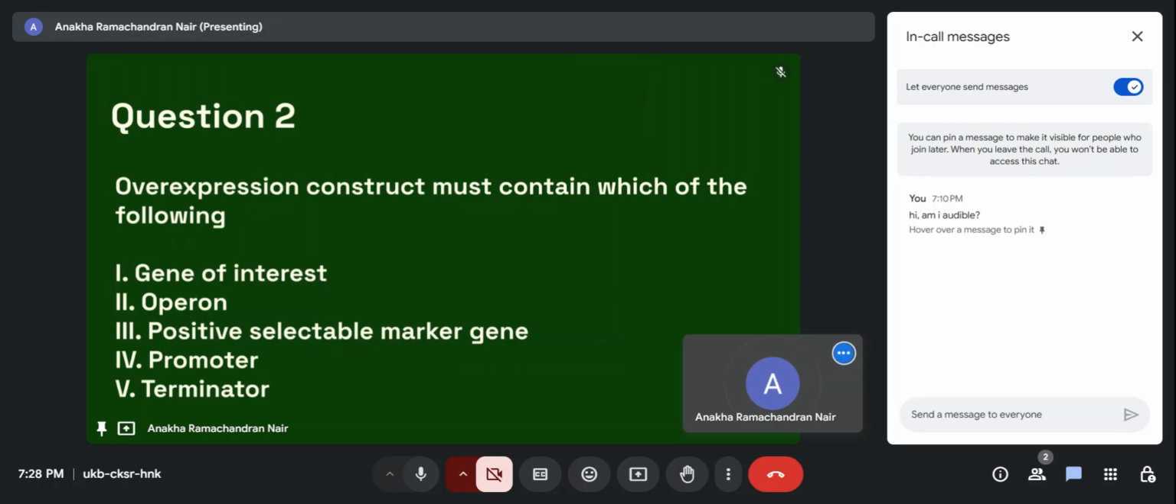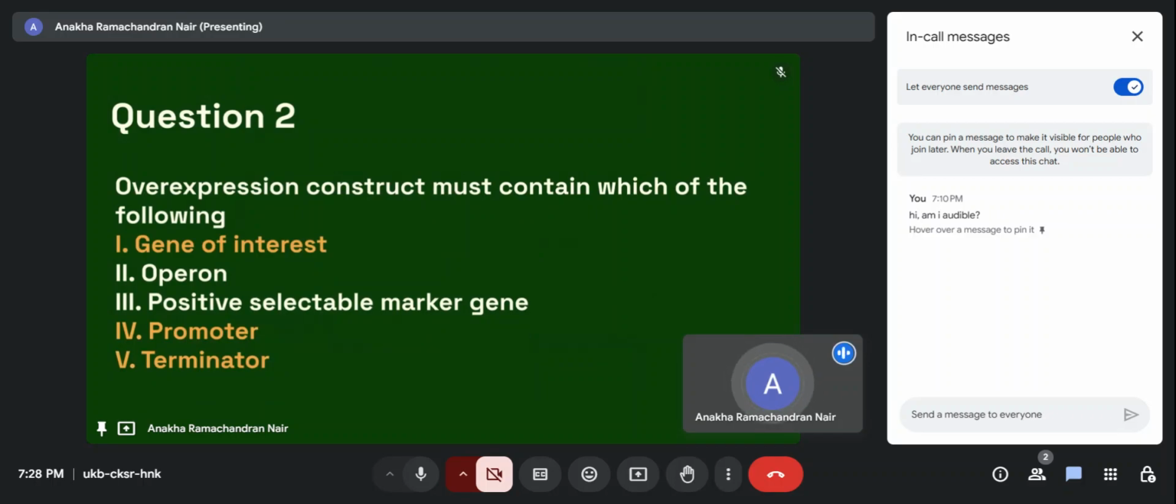So the correct answer for which of the following overexpression constructs must contain is: the gene of interest, because obviously you need to have the gene that you're trying to overexpress, the promoter and the terminator, right? That is because the mRNA will be formed only if you have a promoter and terminator. You don't necessarily require a positive selectable marker, and you don't require an operon in this case. These are not compulsory. So the must-contain things are gene of interest, promoter, and terminator, right?